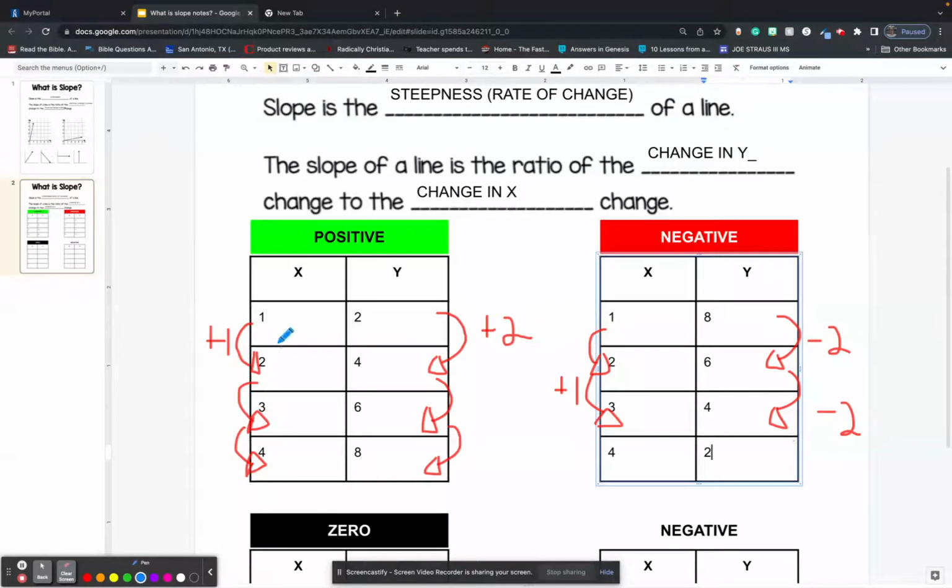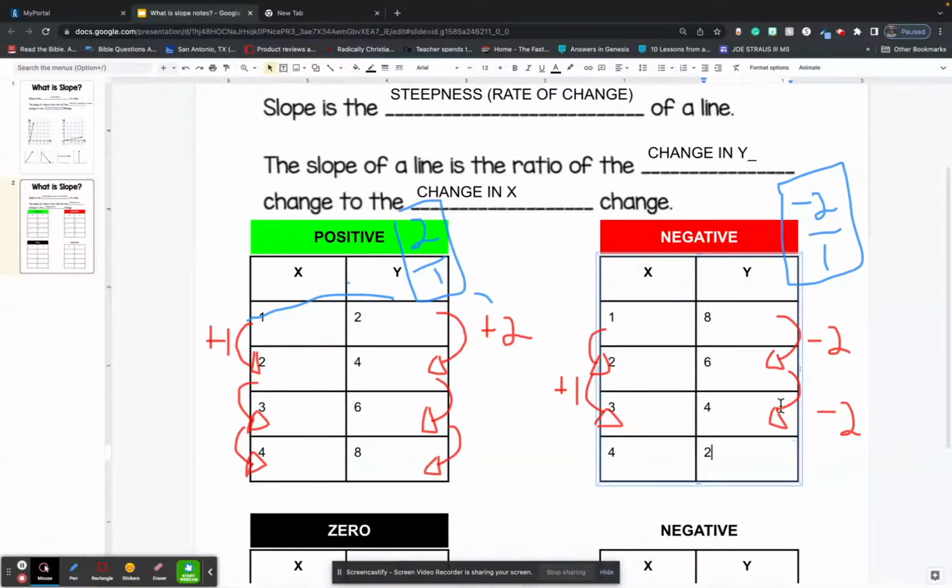So over here on the left, our slope would be 2 over 1 because the change in y was 2 and your change in x was 1. But over here, it would be negative 2 over 1 because the change in y was going down 2 and your change in x was going up by 1. So it's a negative versus a positive.